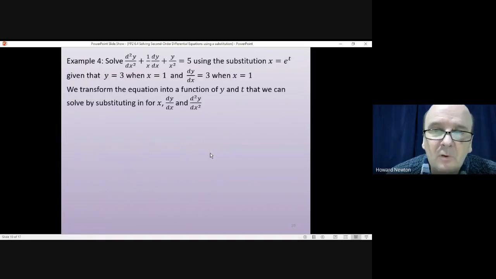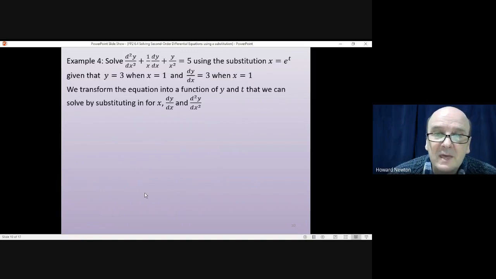Okay, example 4, and this really is the nightmare scenario. You have a second order differential equation, a bit like we had in example 2. We'll be using the substitution x equals e to the t. We'll have to work out dy by dx as we did before. We'll have to work out d2y by dx squared as we did before. Once we've done that, we'll substitute those into the equation. Then the equation will transform into a second order differential equation that we can solve. There will be a particular integral that you have to find.